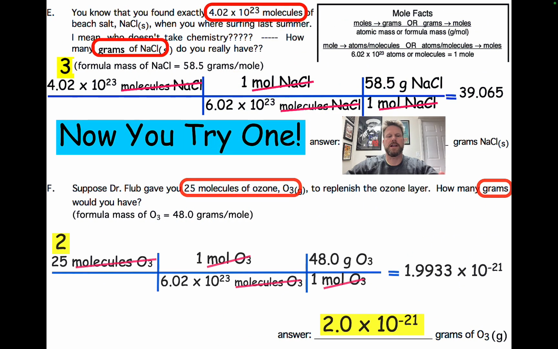Here is the work and the answer with the appropriate number of sig figs. How'd you do? Coming up next, I will introduce you to another mole fact that you can apply to liquids. So stay tuned.